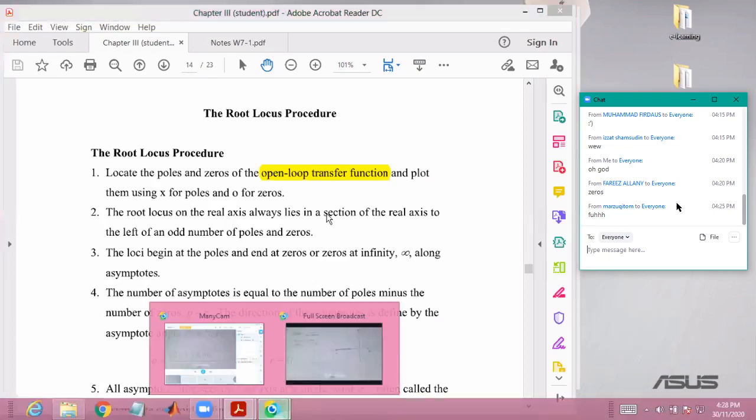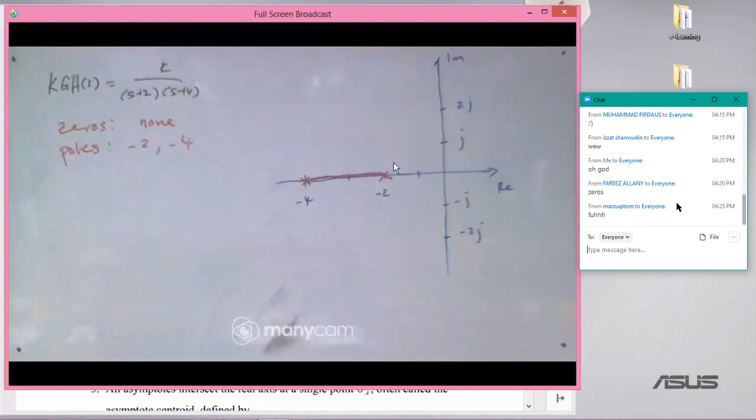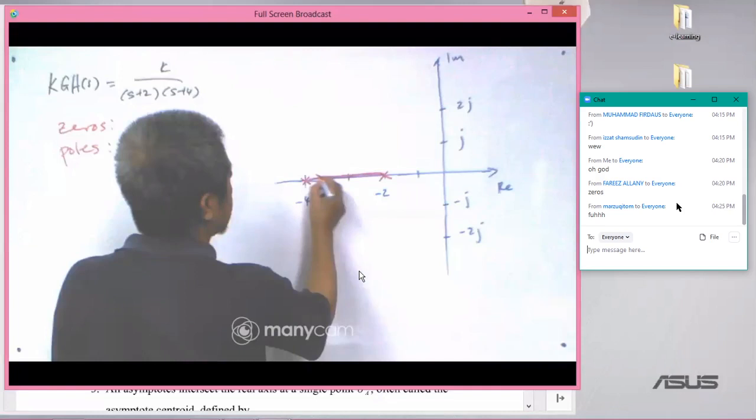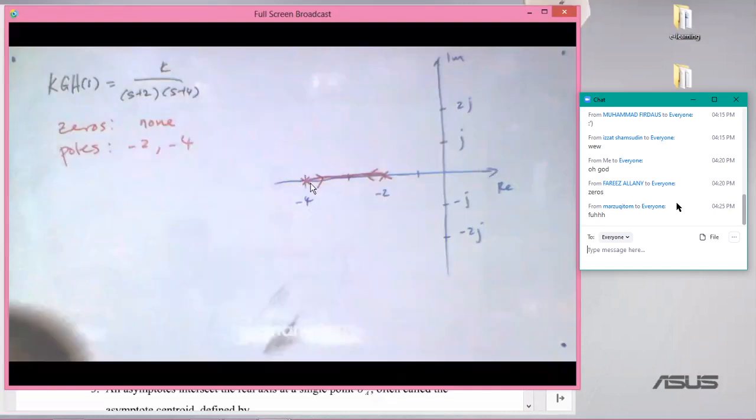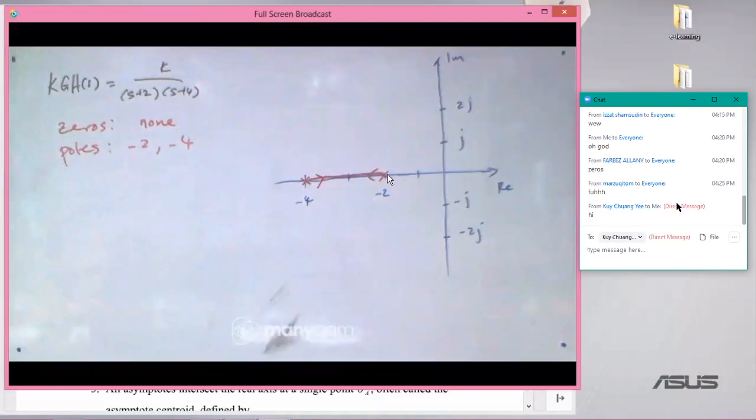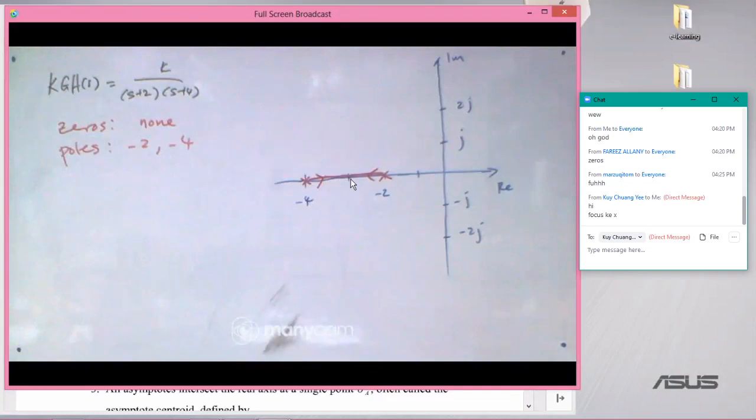So the locus starting at the pole at -2 is going to the left, and the one from -4 is going to the right, and finally they branch out and go to infinity. One locus starts at -2 and goes to the left, and another starts at -4 and goes to the right. Somewhere they're going to branch out and go to infinity, because we don't have any zeros.